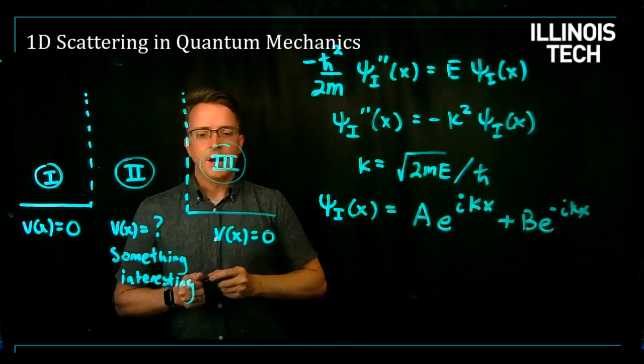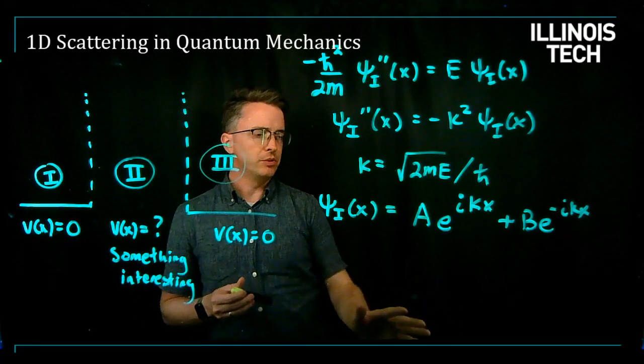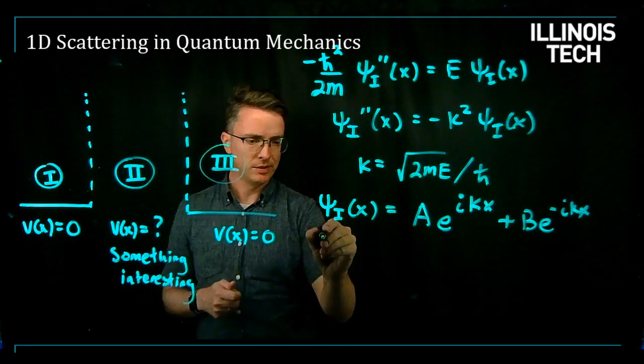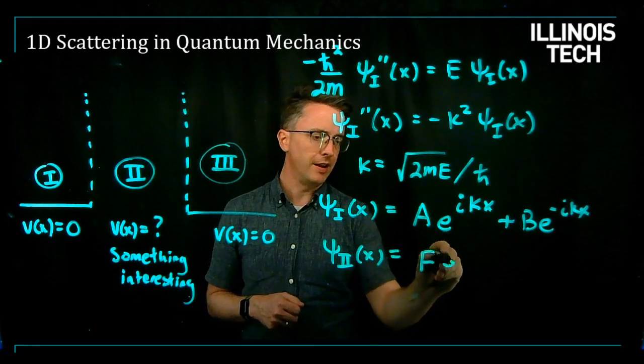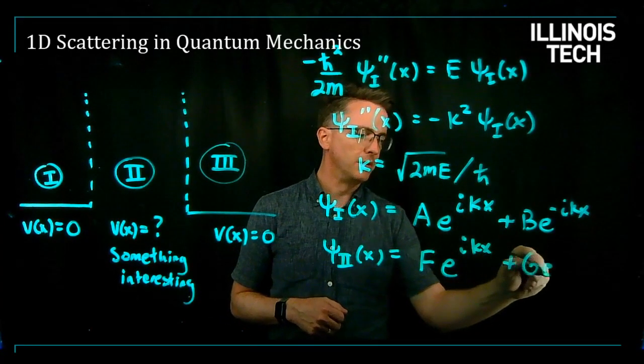And if you think about it, the same thing would be true in region 3. I would have the same solution, just with possibly different coefficients for these arbitrary constants. So psi 3 would be equal to some different constant, let's call it f, e to the i kx, plus g e to the minus i kx.